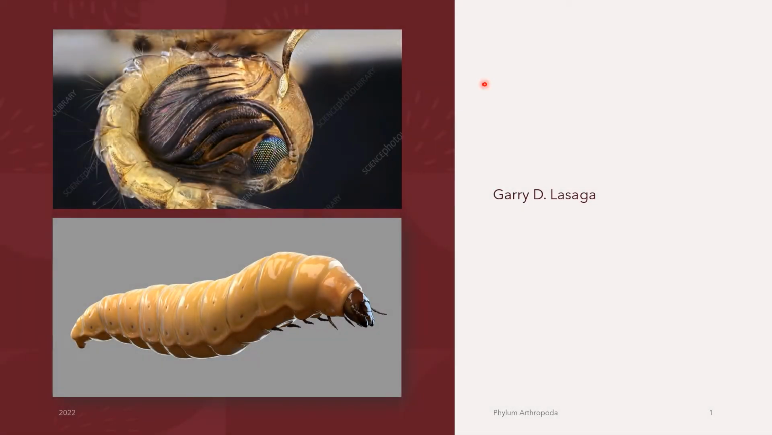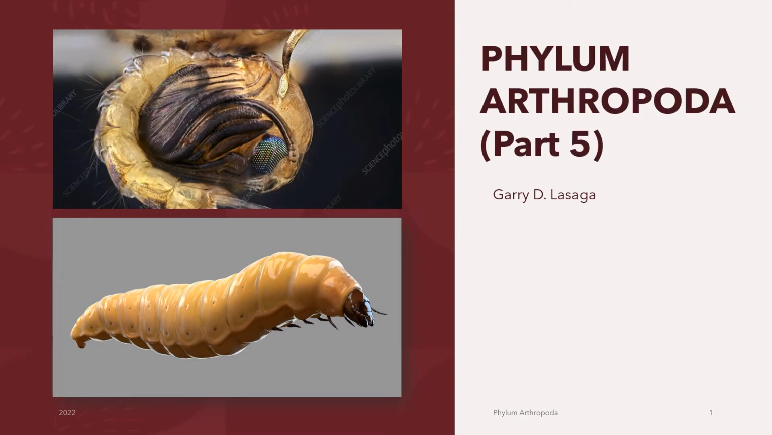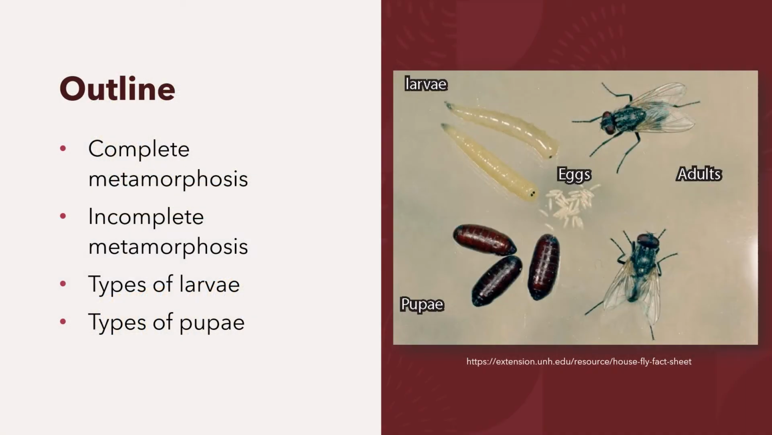We are now on part 5 of the introduction to the phylum Arthropoda. This presentation will talk about complete metamorphosis and its features, and we are going to compare that with the features of incomplete metamorphosis. We are also going to talk about the types of insect larvae as well as the types of insect pupae.